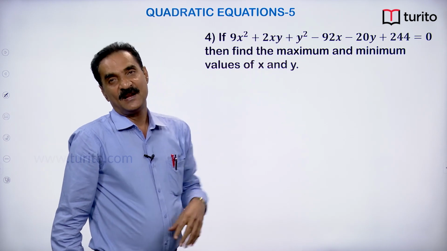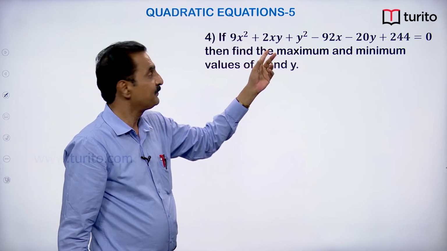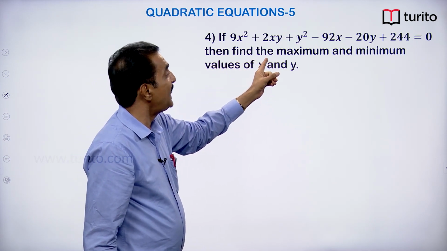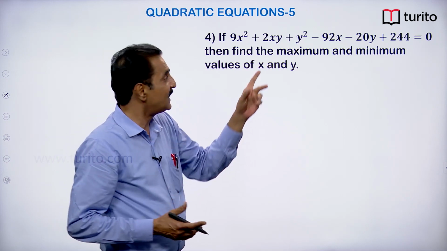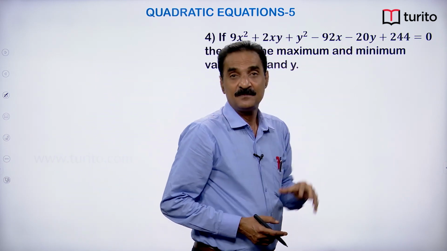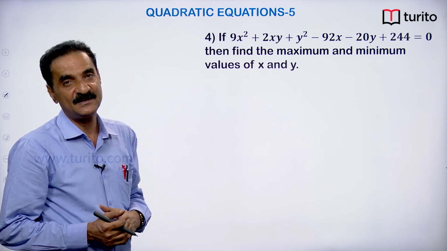An expression is given in x and y. Both x and y are variables. Then find the maximum minimum values of x and y. When x and y are connected by this equation, find the maximum minimum values of x and y. That is the question.